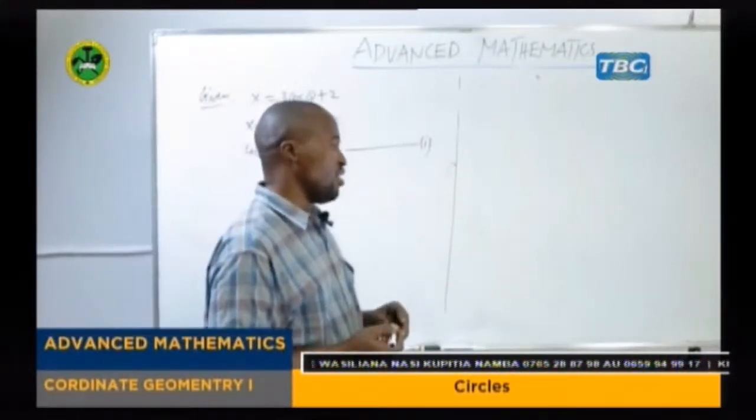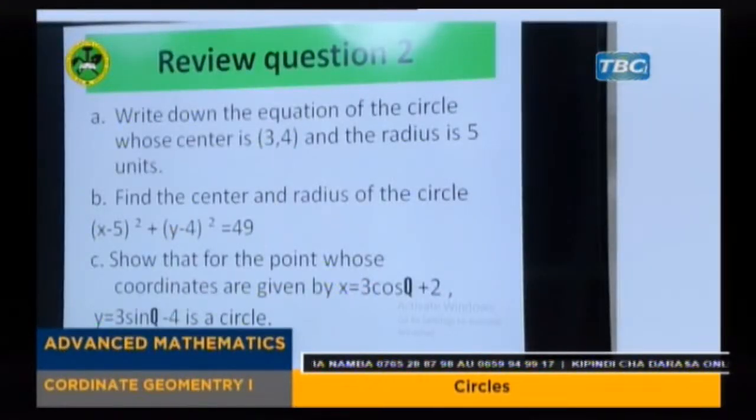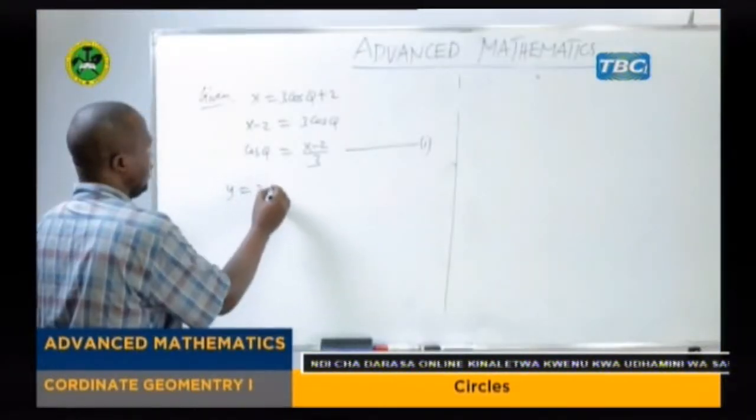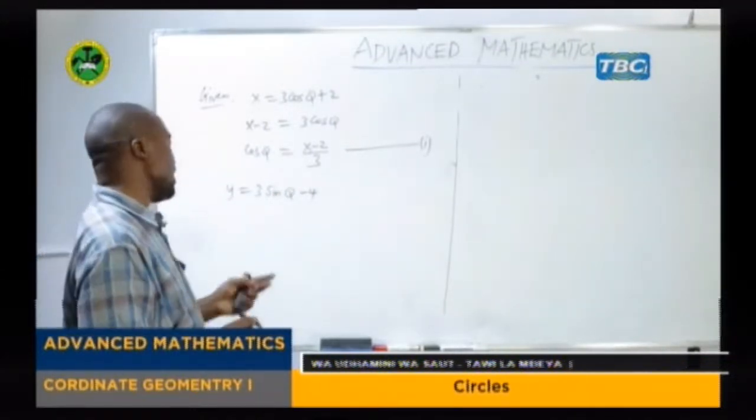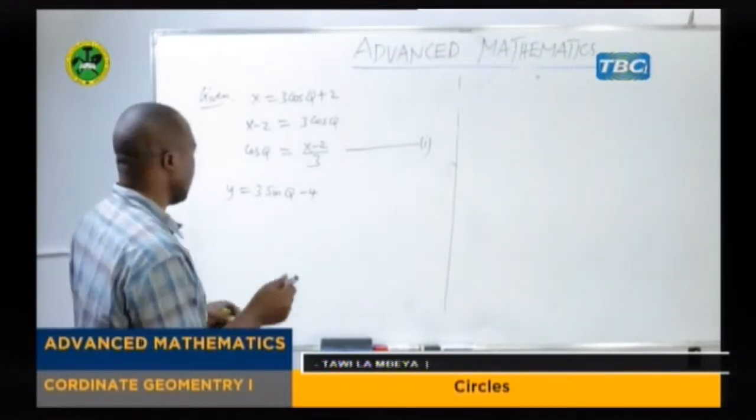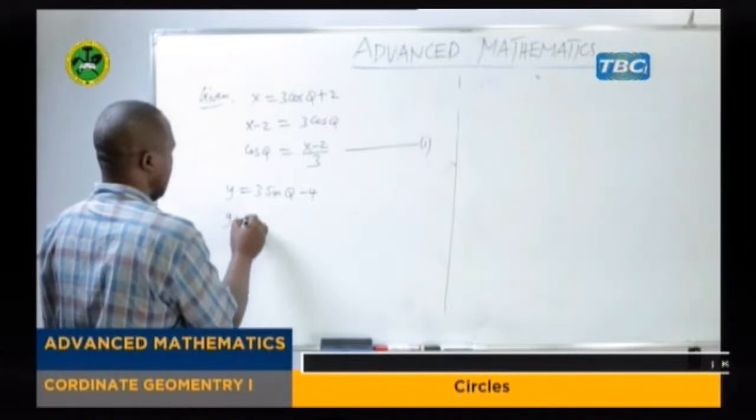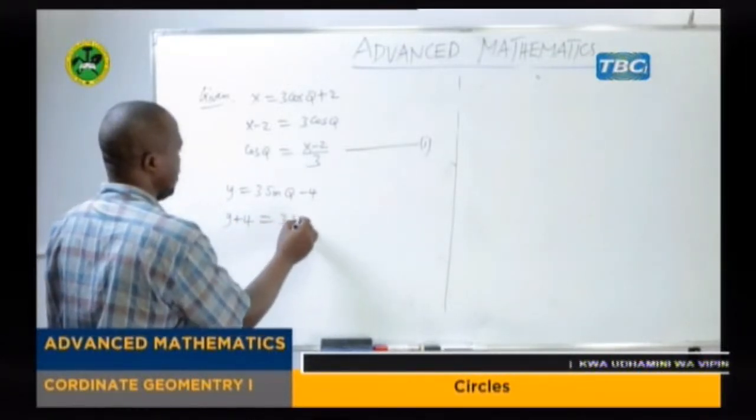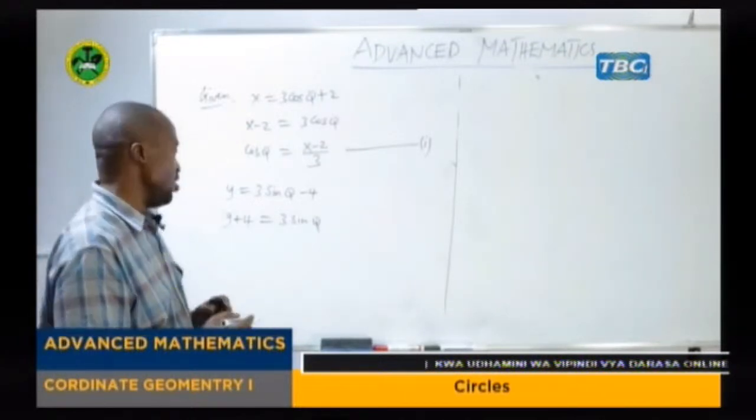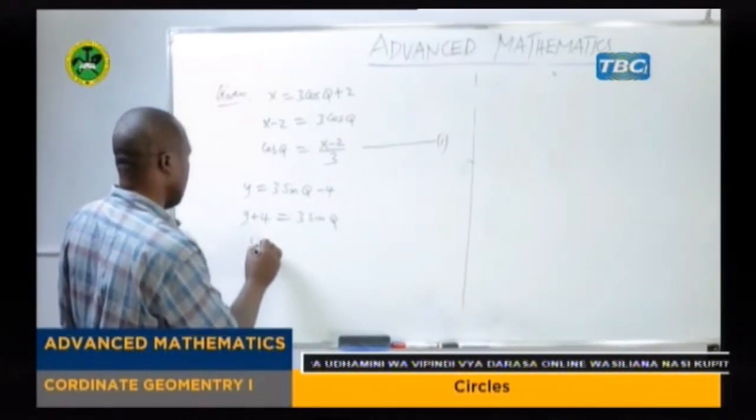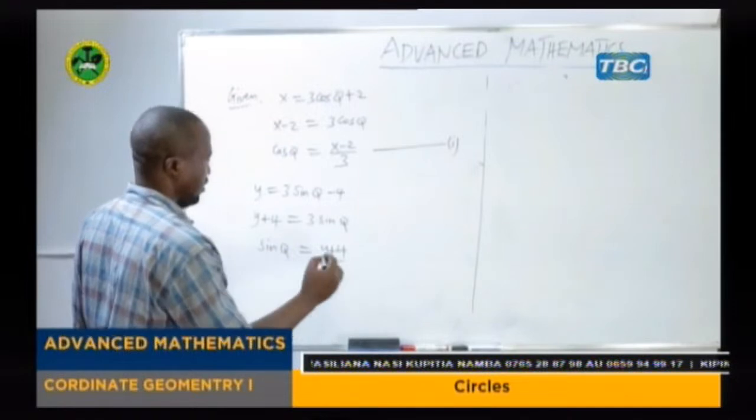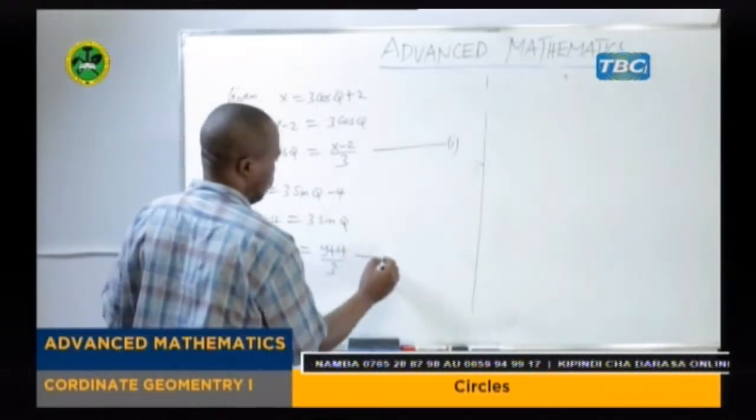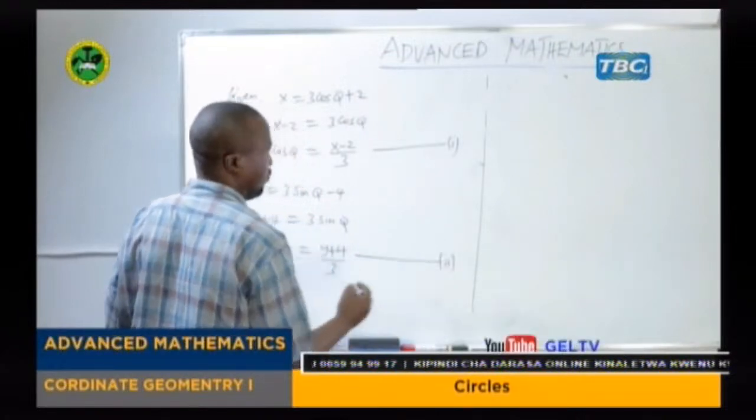So again, we have another point, that is y is equal to 3 sine q minus 4. So again here we make sine q the subject. So we have y plus 4 is equal to 3 sine q. So sine q is equal to y plus 4 over 3. Now you can call this equation 2.